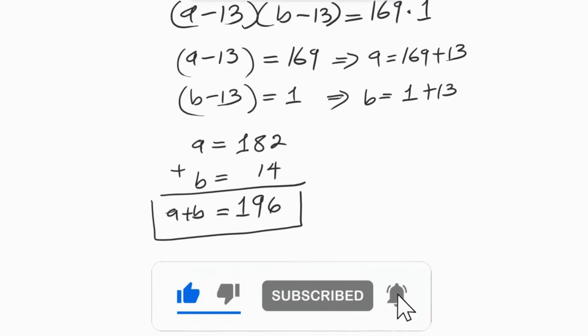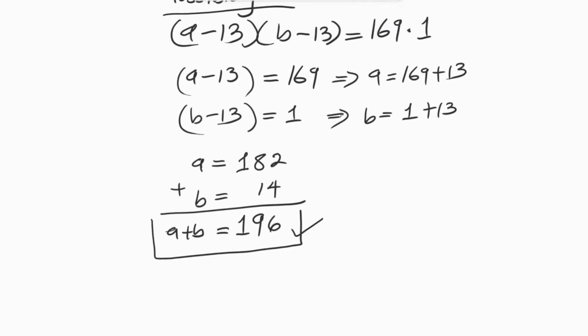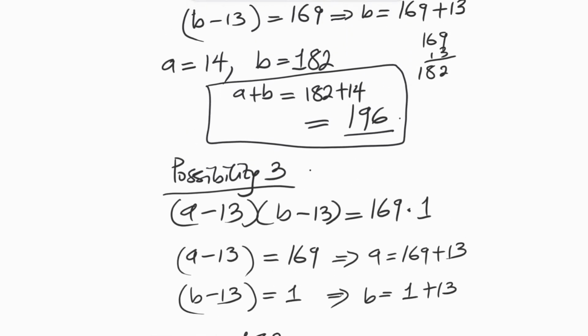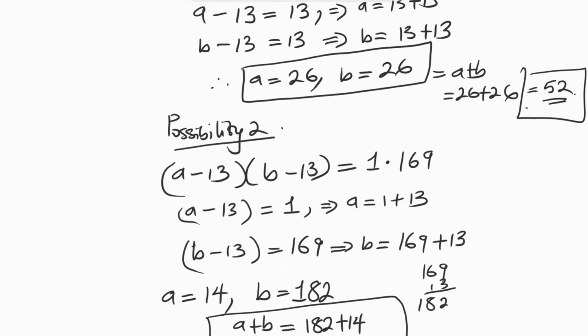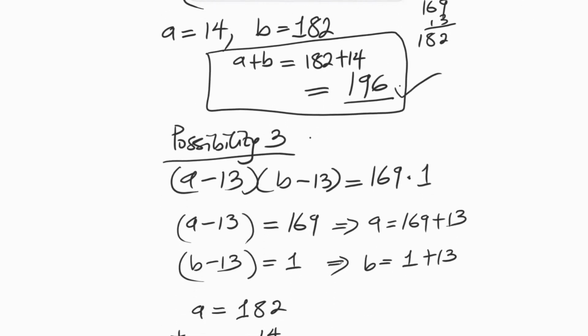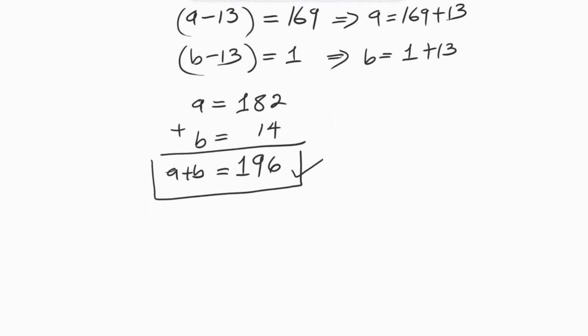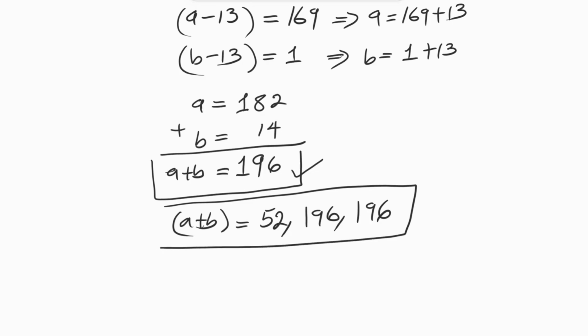So this is the answer that we have for possibility 3, possibility 2, and possibility 1. So a plus b has 3 answers: 52, 196, and 196. These are the answers to our question.